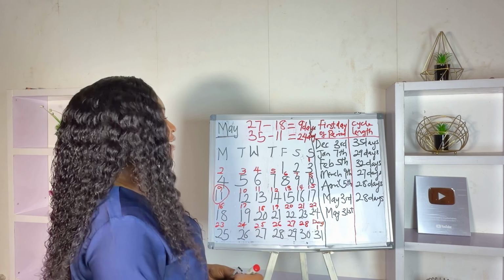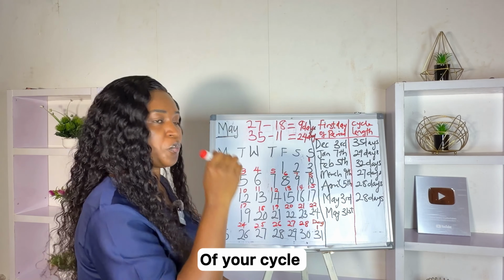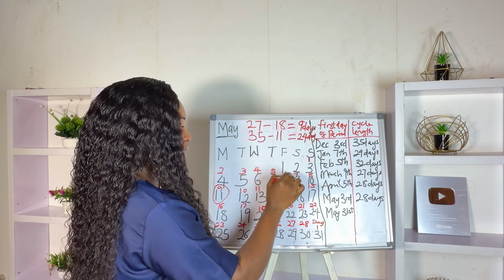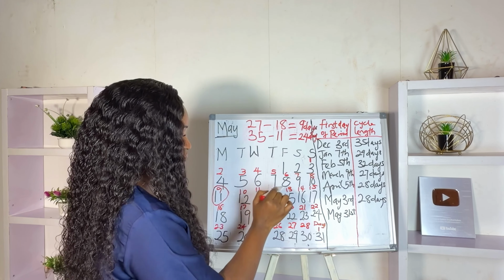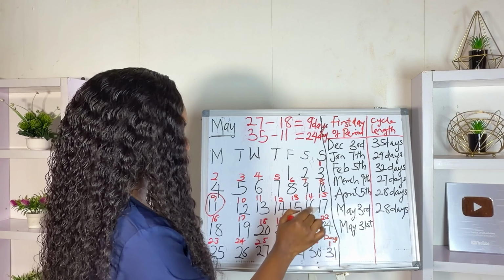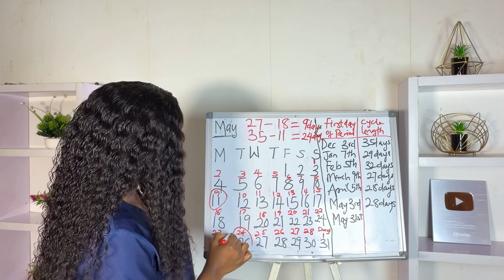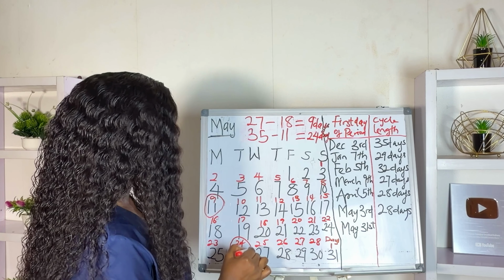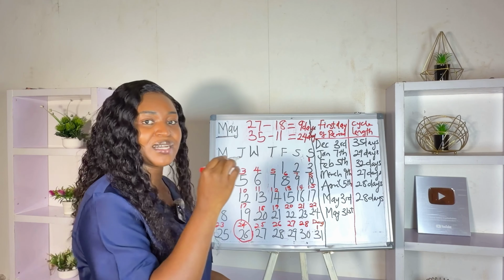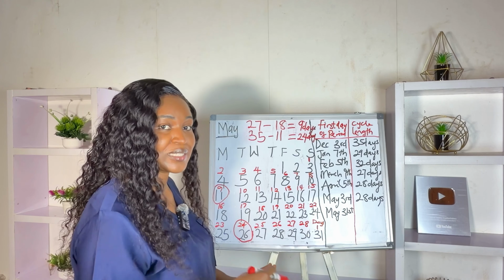So you start counting again from the first day you see your period to day 24. So this is day 1, day 2, day 3, day 4, day 5, day 6, 7, 8, 9, 10, 11, 12, 13, 14, 15, 16, 17, 18, 19, 20, 21, 22, 23, 24. So day 24 of our cycle is the 26th of this month. So from day 9 to day 24 of our cycle is our fertile window.